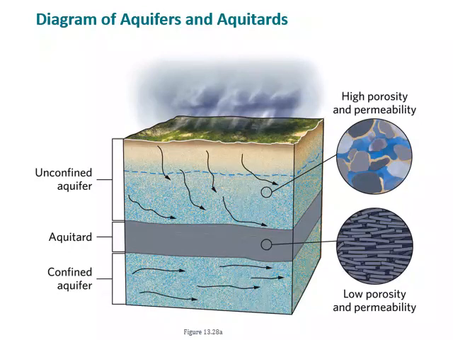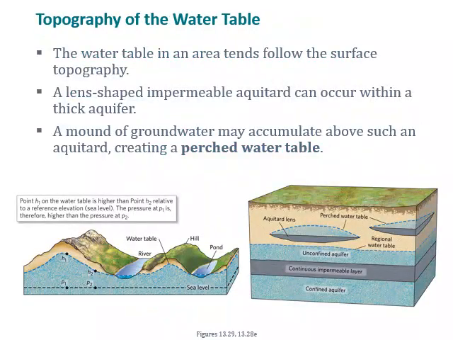Beneath the unconfined aquifer is our example of an aquitard, which has low porosity and permeability and doesn't allow water flow. Beneath the aquitard is an example of a confined aquifer, which does have high porosity and permeability and allows water to flow, but is not directly connected to Earth's surface and thus has to acquire water through means other than direct addition. The water table in any given area tends to follow the surface topography.